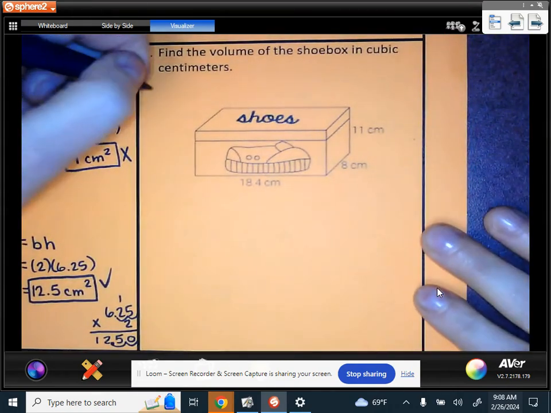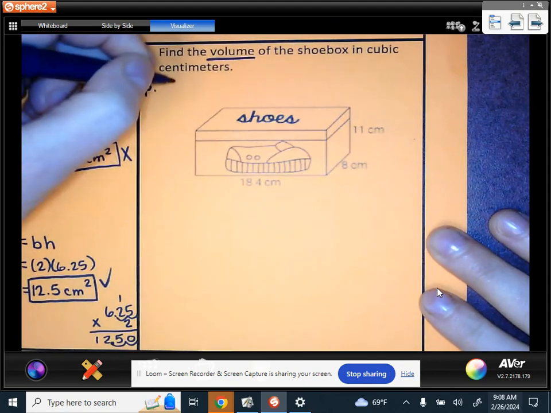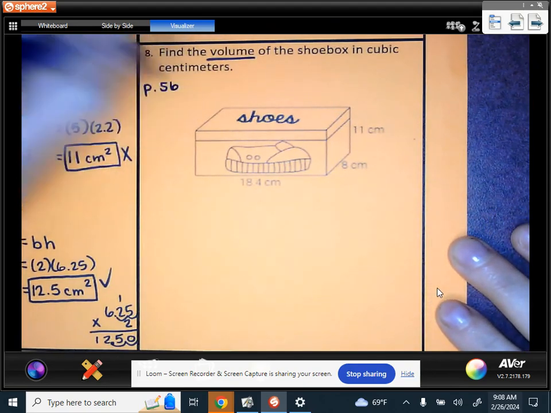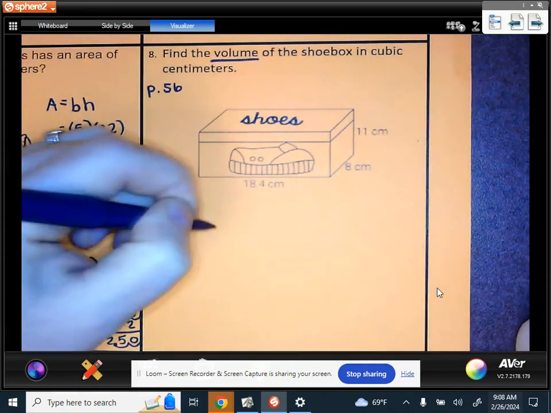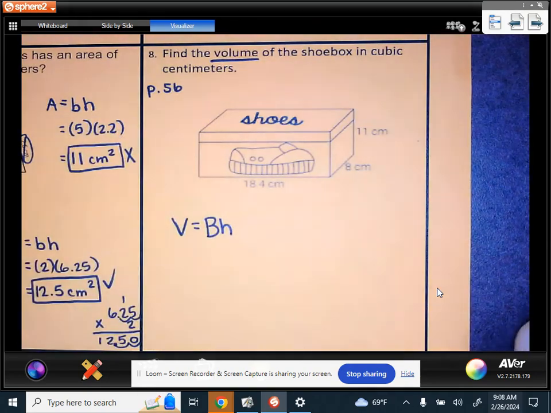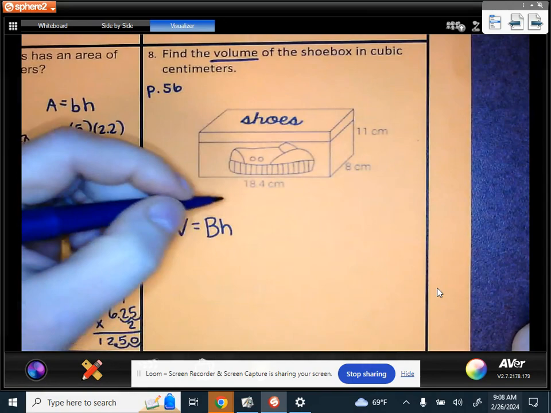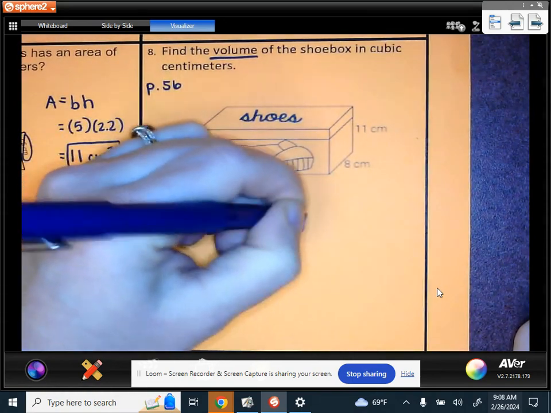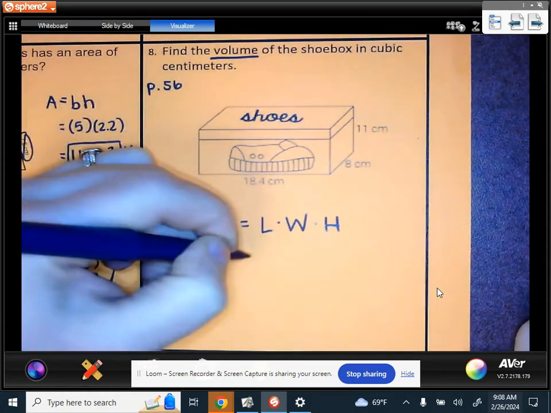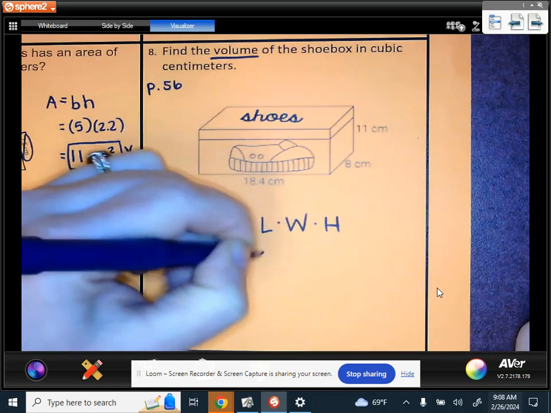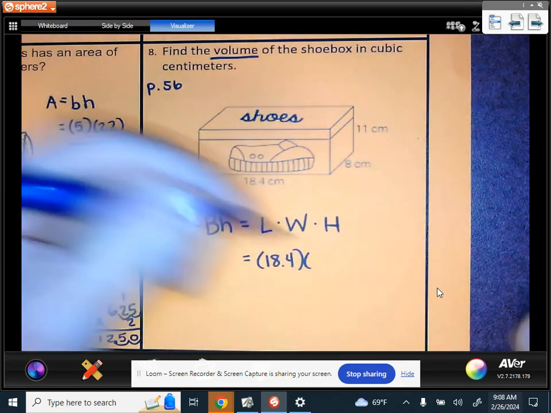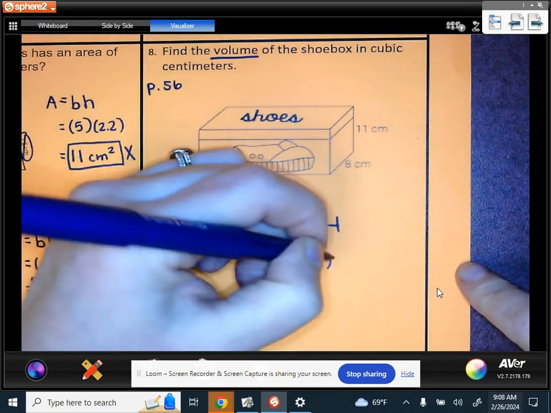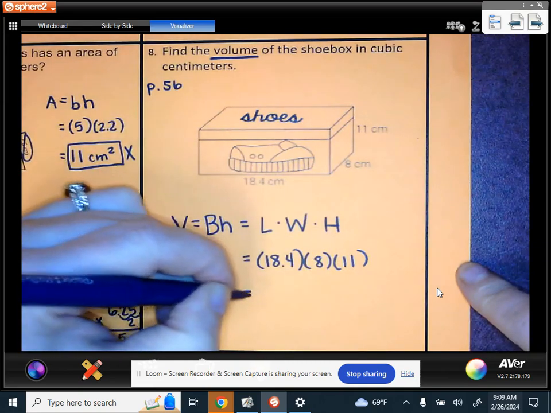And then last but not least, you can find volume of rectangular prisms on page 56 in your notebook. Remember that the formula for volume on your chart is going to say volume equals big B times H. But remember, big B is length times width. So that's just length times width times height. And then we plug in those numbers. So the length here is 18.4. The width is 8. And the height is 11.